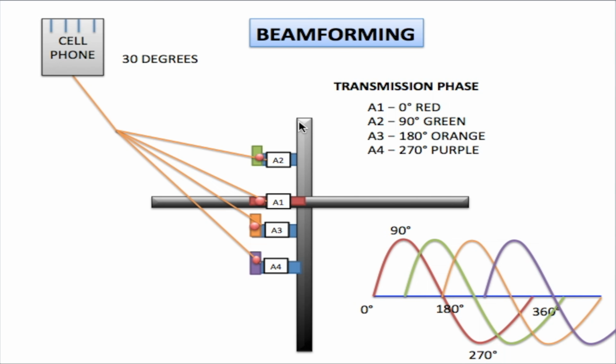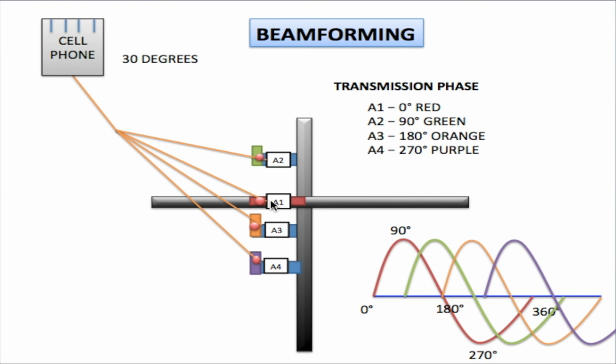Everything is mounted right on this pole, so everything above 0 would be up here. A2 is 90 degrees, so it would be above here on the pole. A3 is 180 degrees, it would be mounted below the 0. And A4, which is 270 degrees, is mounted below because they're on the negative side, right? Everything positive is on the upper side, so everything positive is on top and negative is at the bottom.